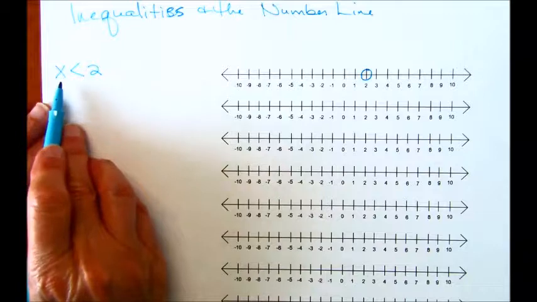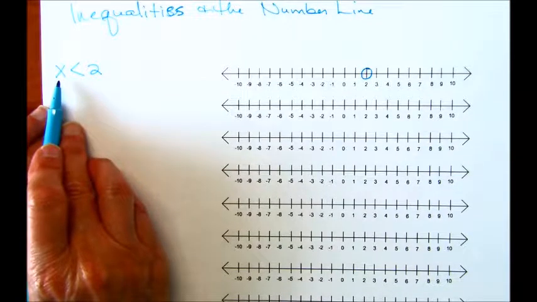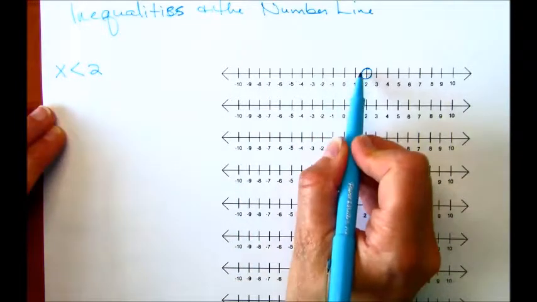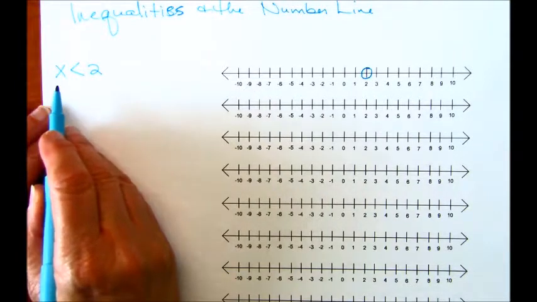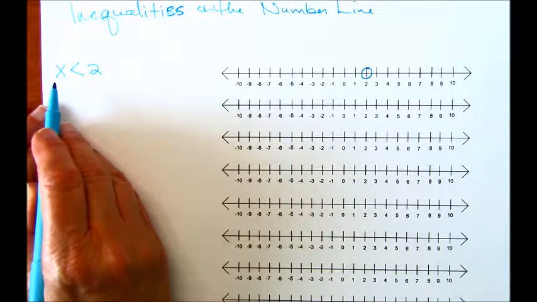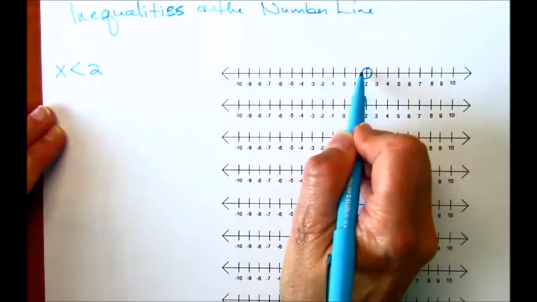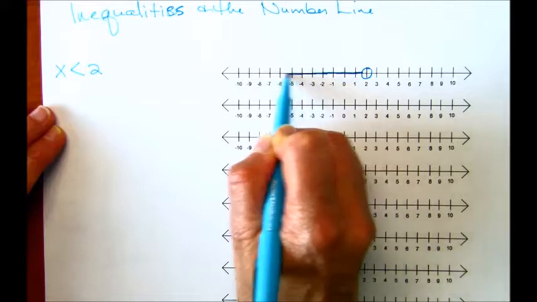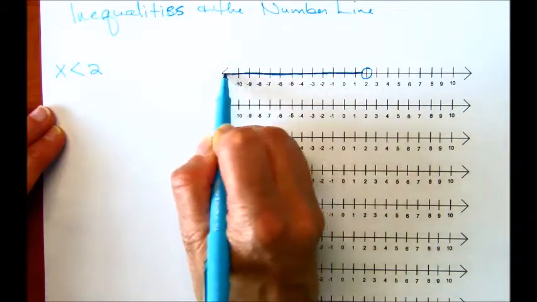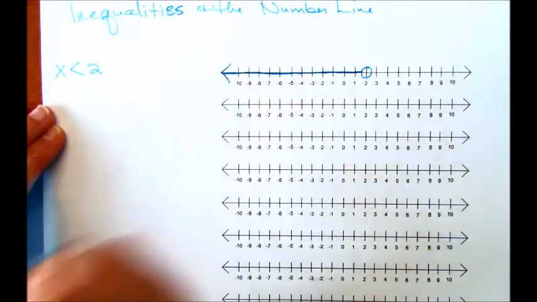Now, the solution means anything less than 2. So it could be any of these numbers getting up to 2. It could even be 1.999, which would be an appropriate solution, but not 2. So what we would do is we would color in this line or darken it to infinity towards the negative. Okay?